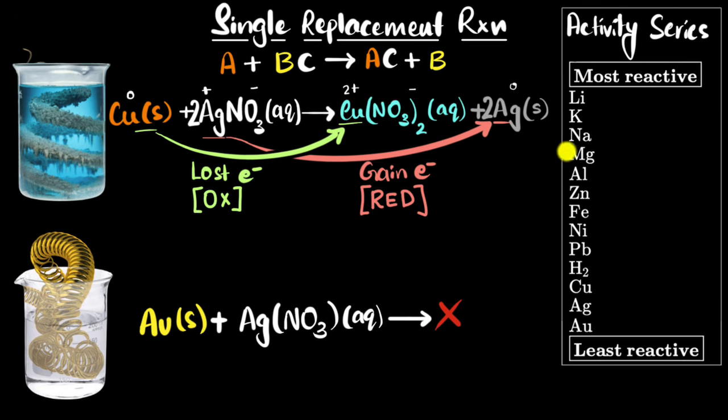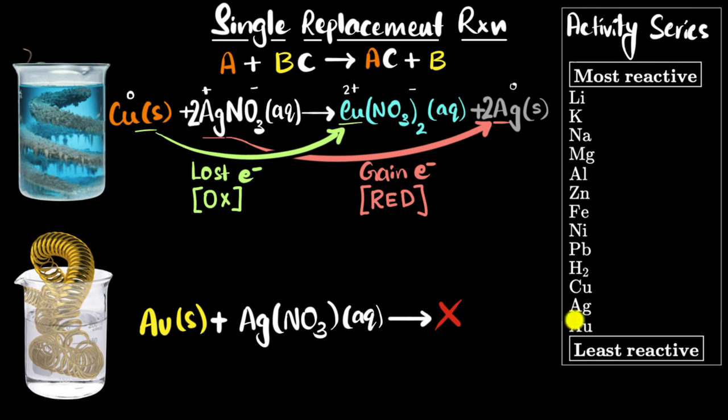Here, the more reactive or the more active metals are on the top and the lesser ones are on the bottom. So the ones on the top can replace the ones on the bottom, but not the other way around. So for example, sodium can replace zinc from some solution. But iron, for example, cannot replace, say, potassium from some solution because iron is less reactive. It's below, so it's less reactive compared to potassium.